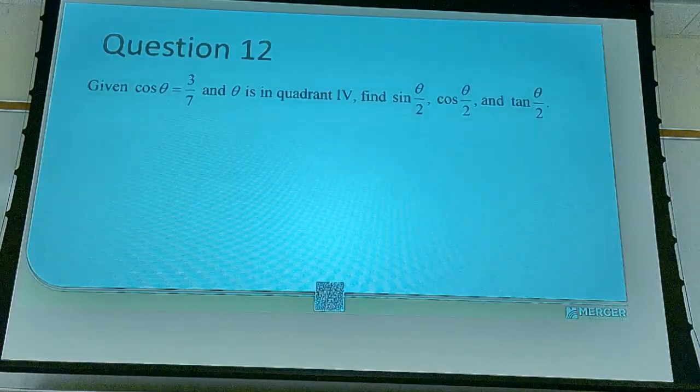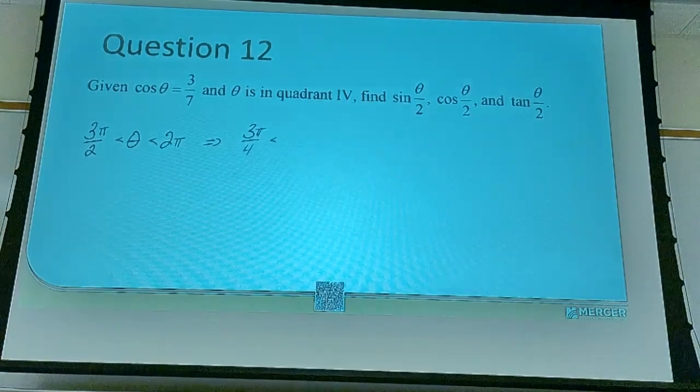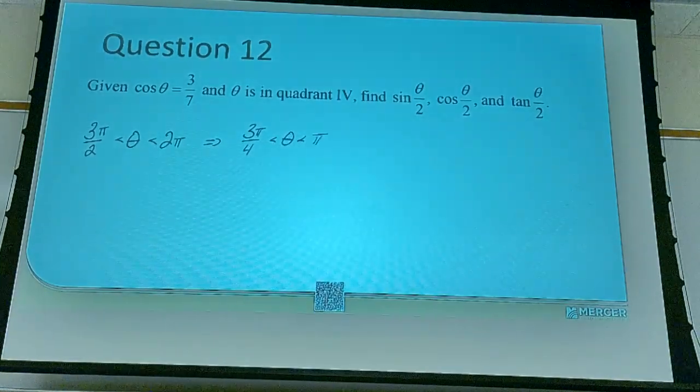Cosine theta is 3/7. Theta is in quadrant 4. If theta is in quadrant 4, theta is between 3 pi over 2 and 2 pi. Meaning that theta over 2 is between 3 pi over 4 and pi, which is the second quadrant.